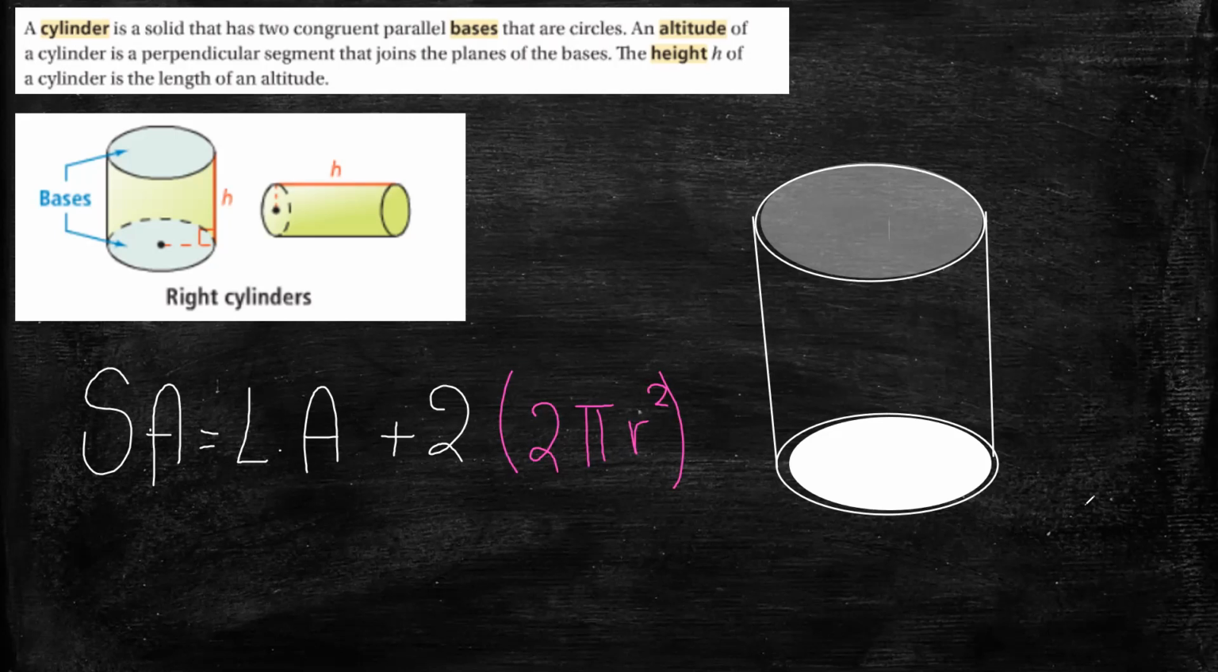Now, let's learn how we can find the lateral area. For the prism, we said it is the perimeter of the base times the height. Here, did we have the same for the cylinder? Let's see.